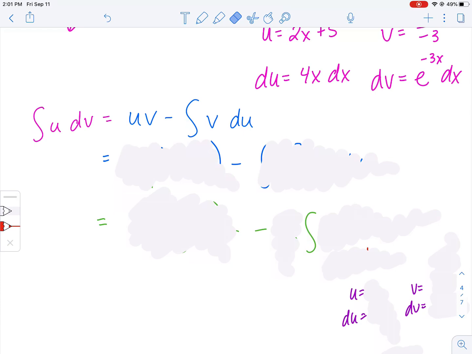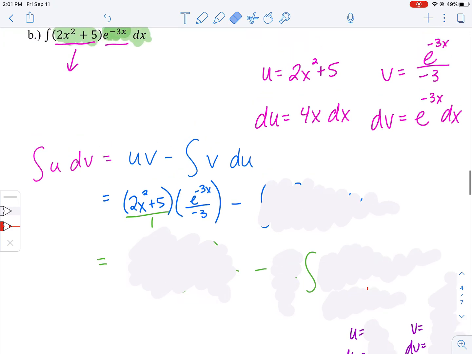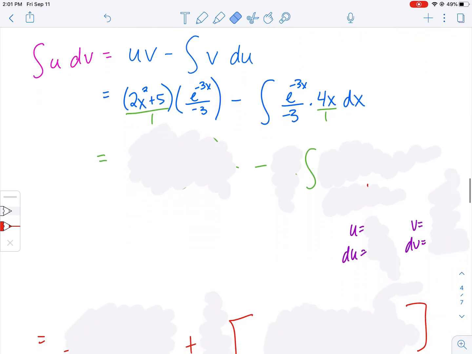Let's plug in all of our pieces. I've got u times v. u was my 2x squared plus 5, and my v is my e to the negative 3x over negative 3. Minus v times du. v was the e to the negative 3x over negative 3 times du, which is the 4x dx. Now let's go ahead and simplify this a little bit.